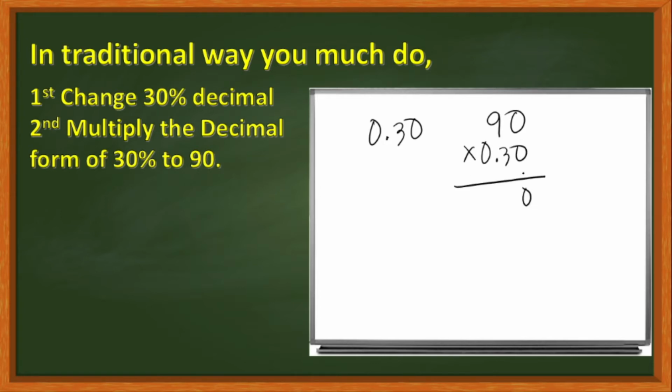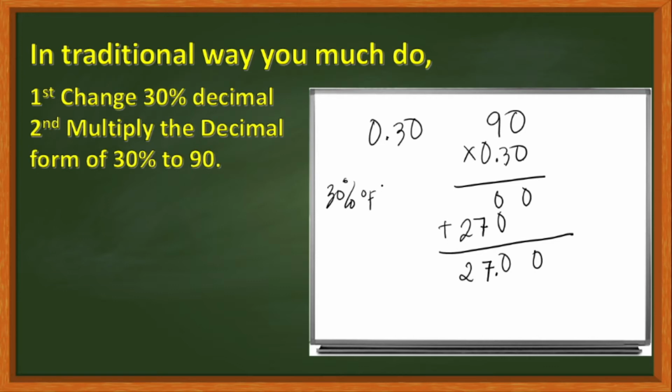So multiply 90 by 30 hundreds. 0 times 0 is 0. 9 times 0 is 0. 3 times 0 is 0. 3 times 9 is 27. Then add 0, 0, 7, and 2. Then count the number of decimal places, we have 2. So the 30% of 90 is basically 27. So this would be the answer.